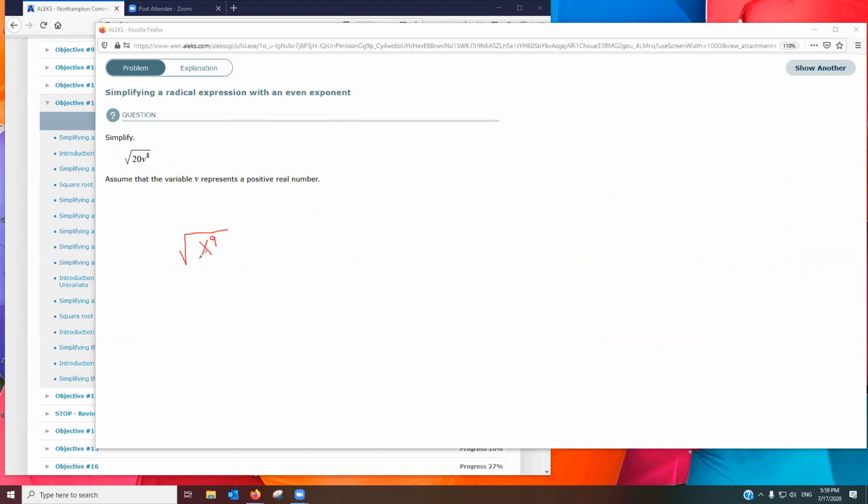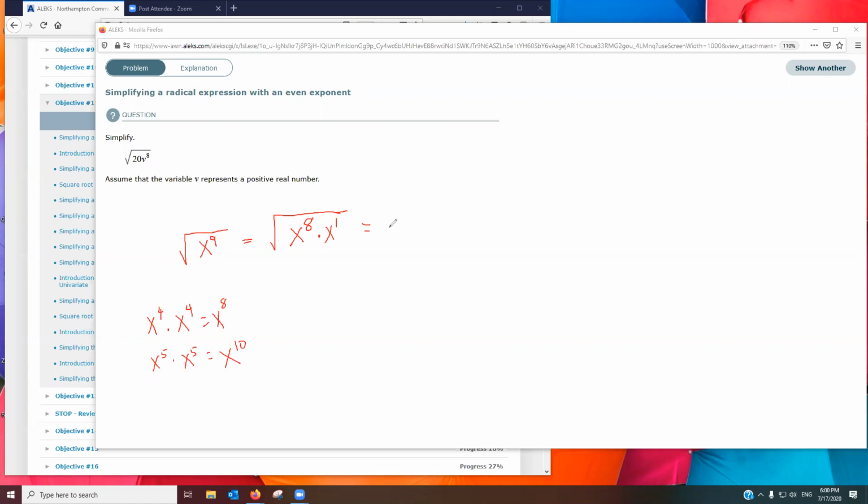Well, I know that if I have x to the 4 times x to the 4, that's x to the 8. And if I had x to the 5 times x to the 5, that's x to the 10. So x to the 9 is not a perfect square. But what I could do is rewrite x to the 9 as x to the 8 times x to the 1, because I'd like to get an even exponent, because an even exponent means it's a perfect square.